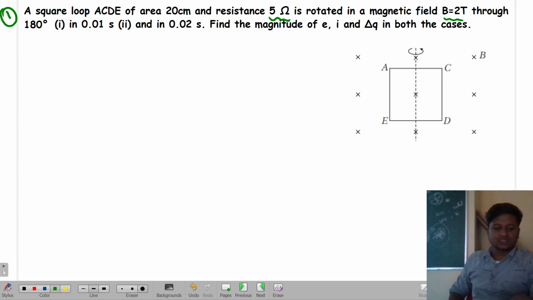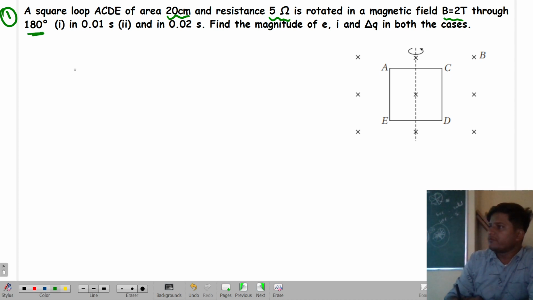Tell me how much will be the answer? There are more questions which I collected. Hey, do not talk. Guys, look over here. The area is given as 20 centimeter. Resistance is given as 5 ohm. It is rotated in a magnetic field of 2 Tesla through 180 degrees.